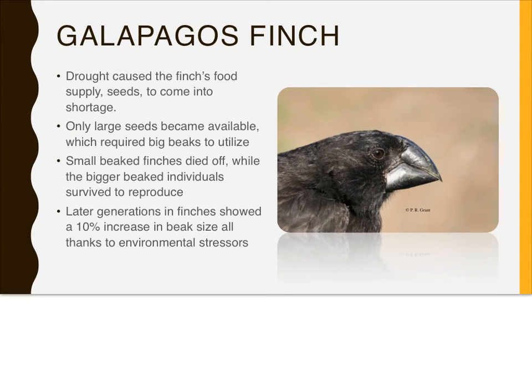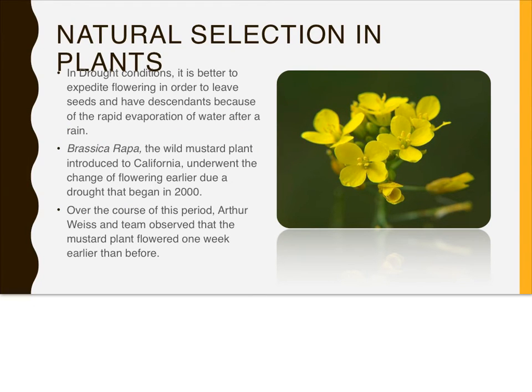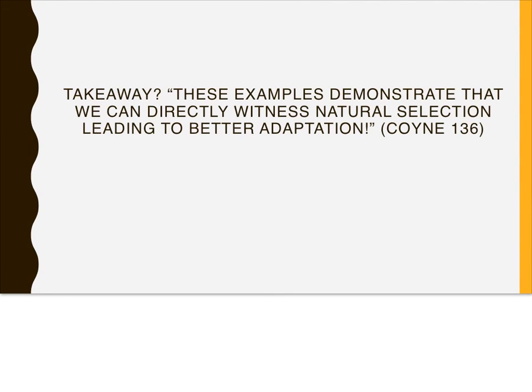Drought caused the finch's food supply, seeds, to come into shortage. Only large seeds became available, which required big beaks to utilize. Small beaked finches died off, while the bigger beaked individuals survived to reproduce. Later generations of finches showed a 10% increase in beak size, all thanks to environmental stressors. So what can be taken away? These examples demonstrate that we can directly witness natural selection, leading to better adaptation.